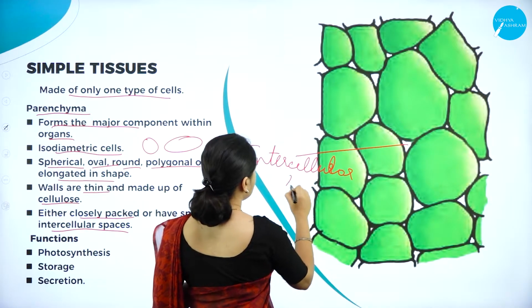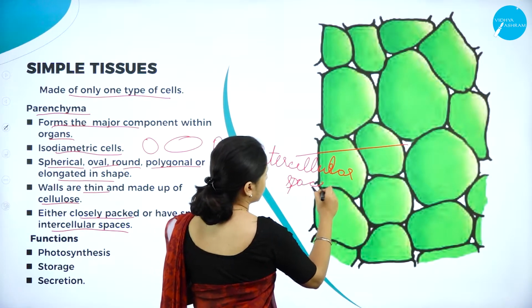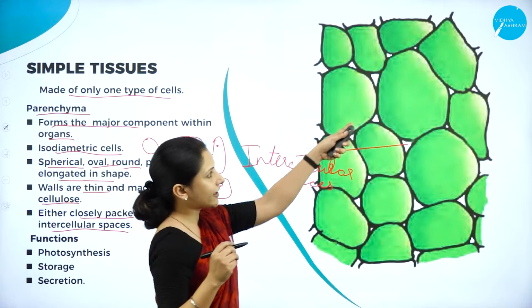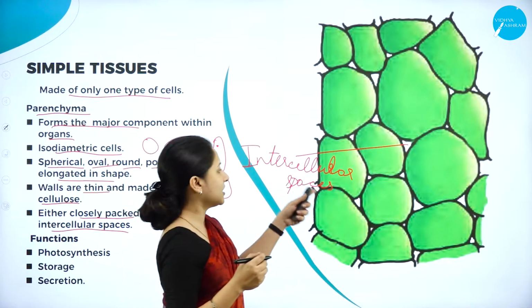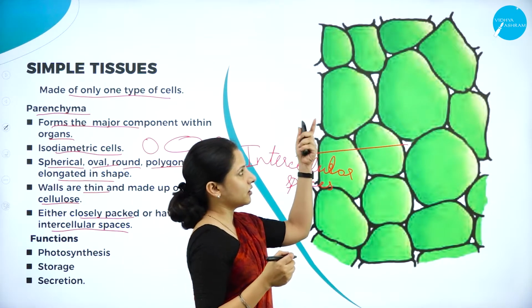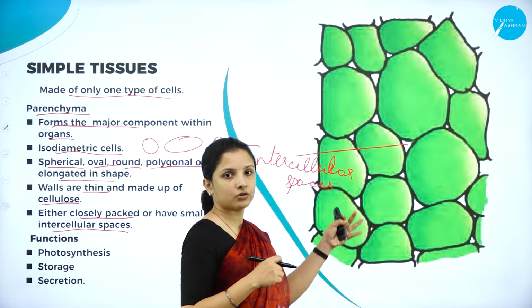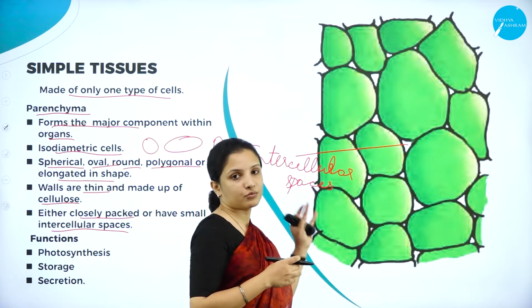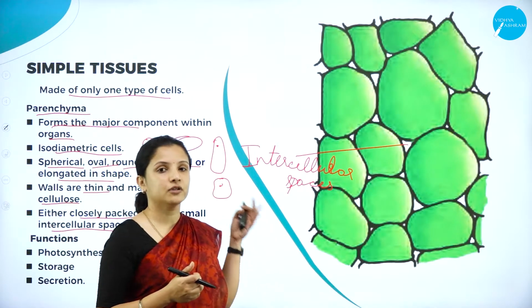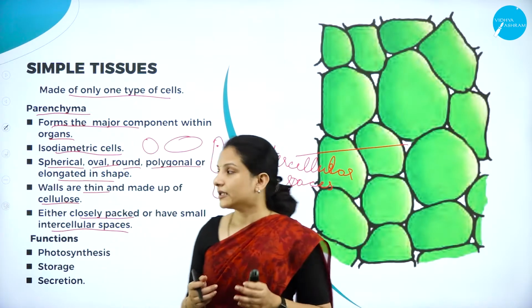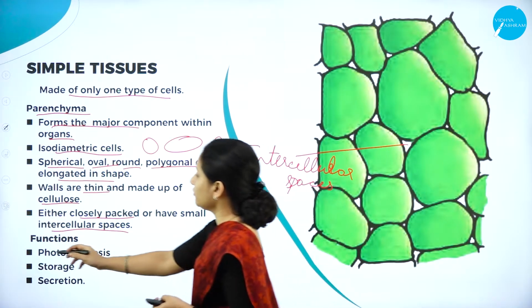So intercellular spaces are present, and also the cells are isodiametric. That is, some are oval, some have different angles, some are spherical, some are round, but still the cells look almost similar to each other. Therefore, they are isodiametric in nature. So next, moving on to the function.